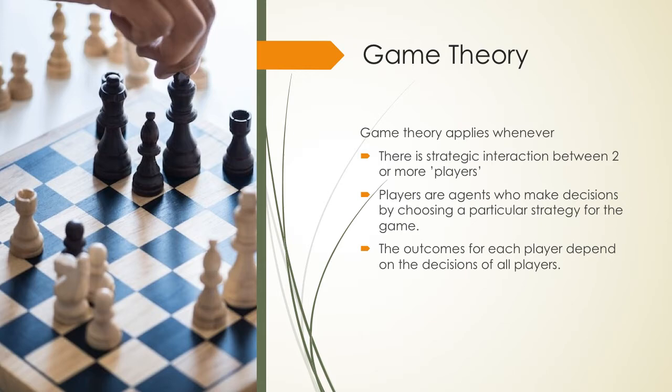Game theory applies whenever there is some strategic interaction between two or more players. The players are agents who make decisions by choosing a particular strategy for the game. The outcomes for each player depend on the decisions of all players. Actual games, such as chess, satisfy these criteria and can be modeled by game theory. But the power of game theory is that it can be used to describe and analyze a much wider set of interactions between decision makers.